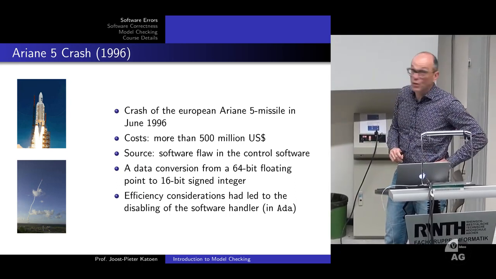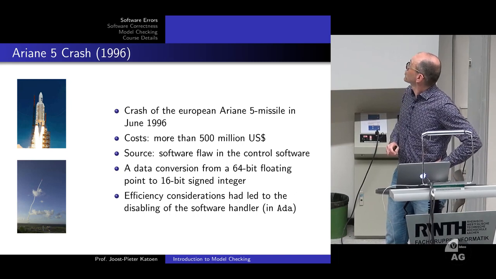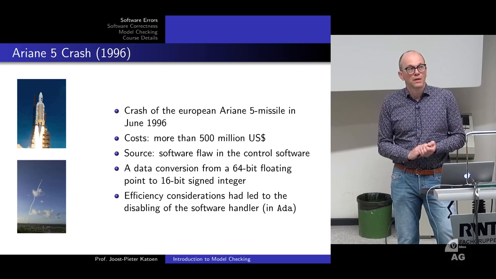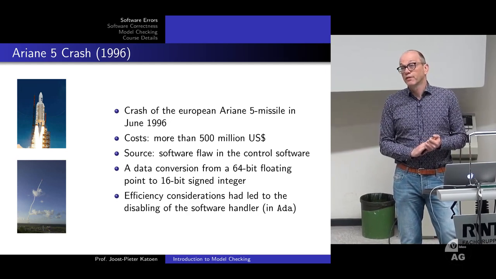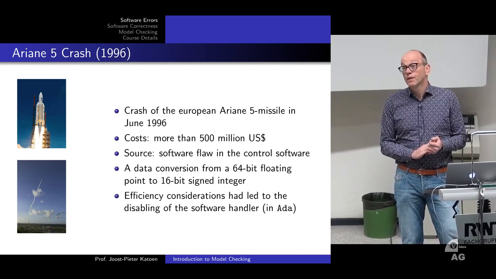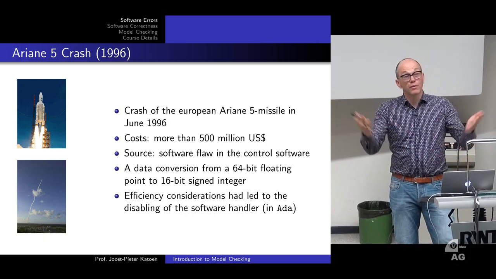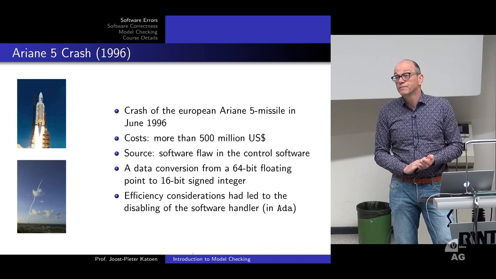What was the bug? The bug was a software flaw in the control software. What was the idea? It was a legacy problem. So they took basically the software of the Ariane 4. That worked okay. They built on top of this a couple of new features for the Ariane 5.